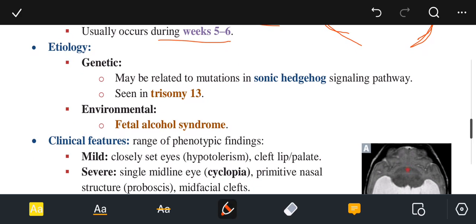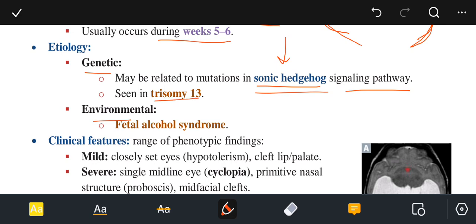Etiology can be genetic as well as environmental. The genetic may be related to a mutation in the sonic hedgehog signaling pathway, because for a lot of different structures we have a lot of different kinds of signaling molecules. But for the central nervous system, if we are supposed to remember one signaling molecule, remember this one, sonic hedgehog. So for the genetics, it may be related to the sonic hedgehog signaling pathway.